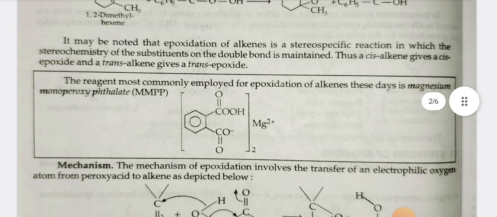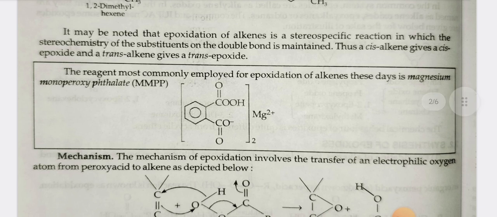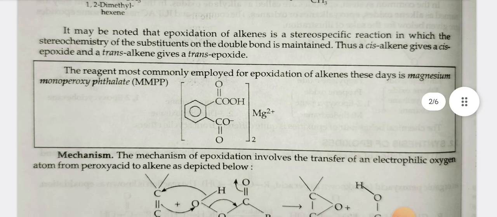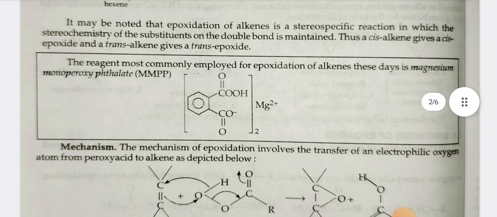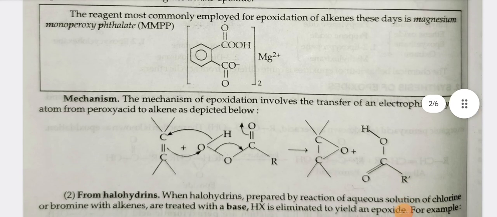The reagent most commonly employed for epoxidation of alkenes these days is magnesium monoperoxyphthalate (MMPP). Mechanism. The mechanism of epoxidation involves the transfer of an electrophilic oxygen atom from peroxy acid to alkene as depicted.